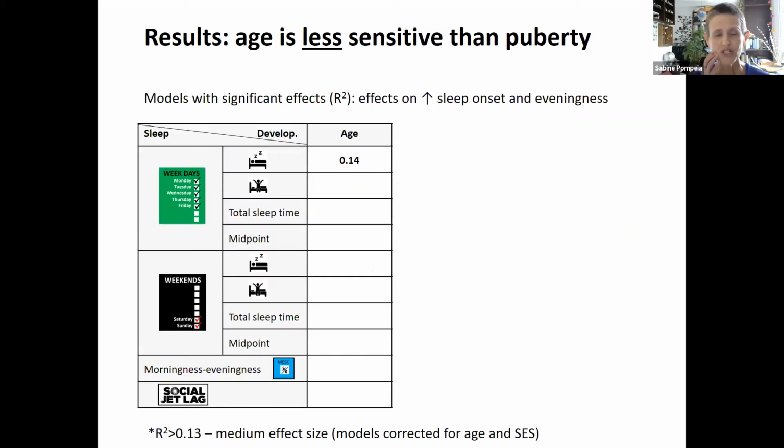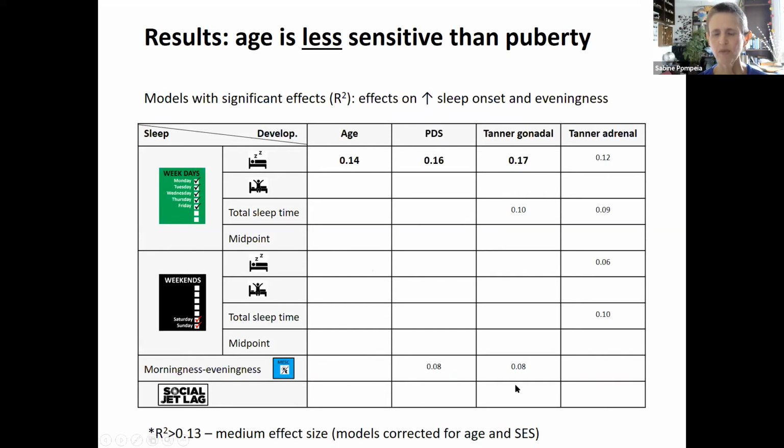So what we found, I'm going to show you here the effects only of the models which reach statistical significance with their R-squared effects, which are indications of effect sizes. So we see that for age, for all of our sleep measures, age was only related to the time that individuals went to sleep on weekdays. Now, if we look at the pubertal measures, we see that the pubertal measures are more sensitive. They pick up more other changes in sleep patterns.